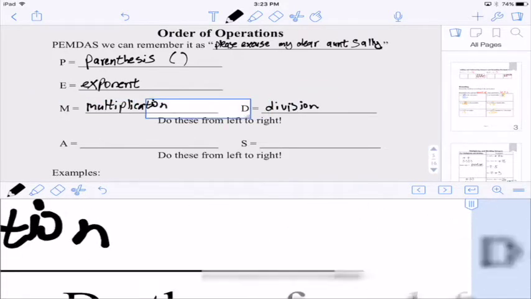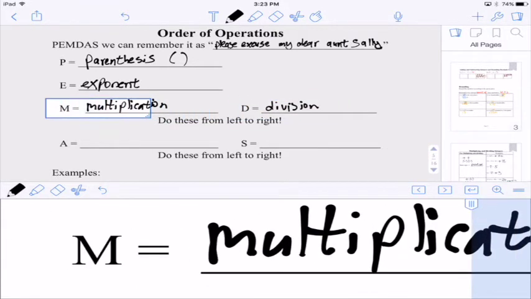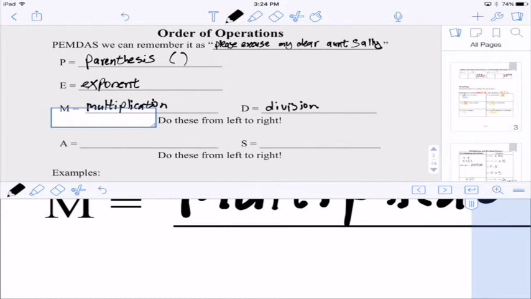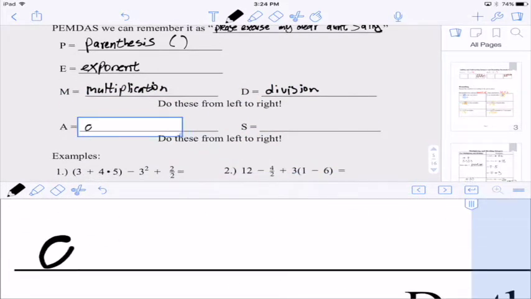These are written next to each other because you can do them in any order. Once you see either multiplication or division, you do it from left to right. Same with addition and subtraction.